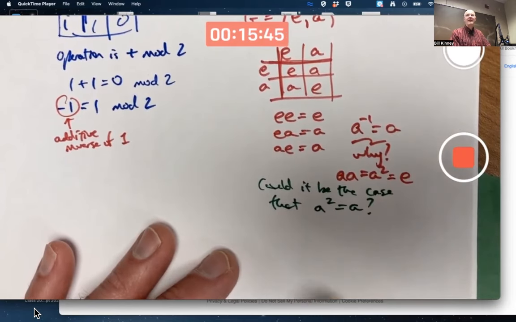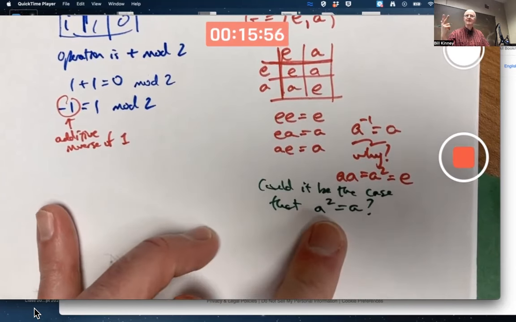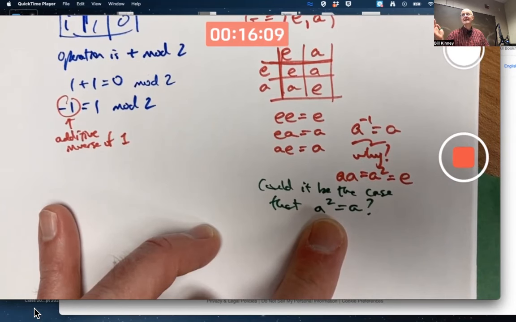We'll see in ring theory later on in the semester, we do talk about groups, rings, and fields, like I say in the lectures. In ring theory, this can happen even when A is not the identity. There's two operations going on with ring theory, addition and multiplication. And the addition operation in a ring is a group, but the multiplication operation in general is not.